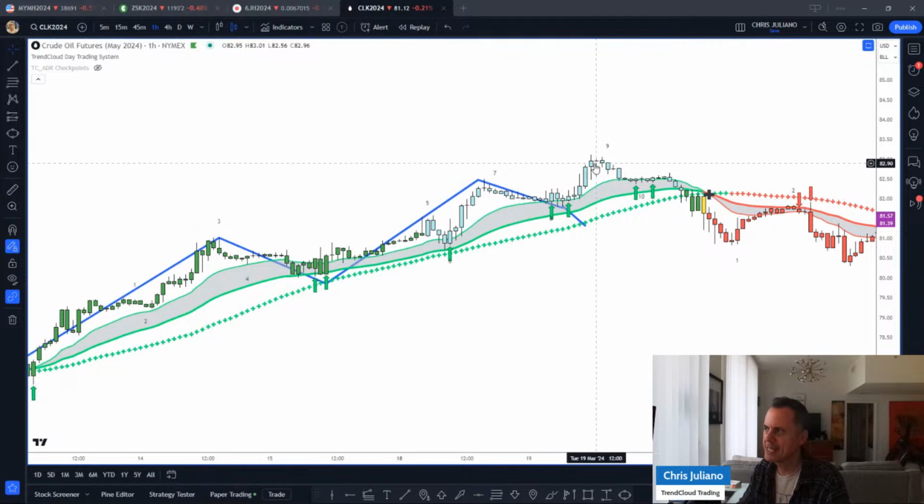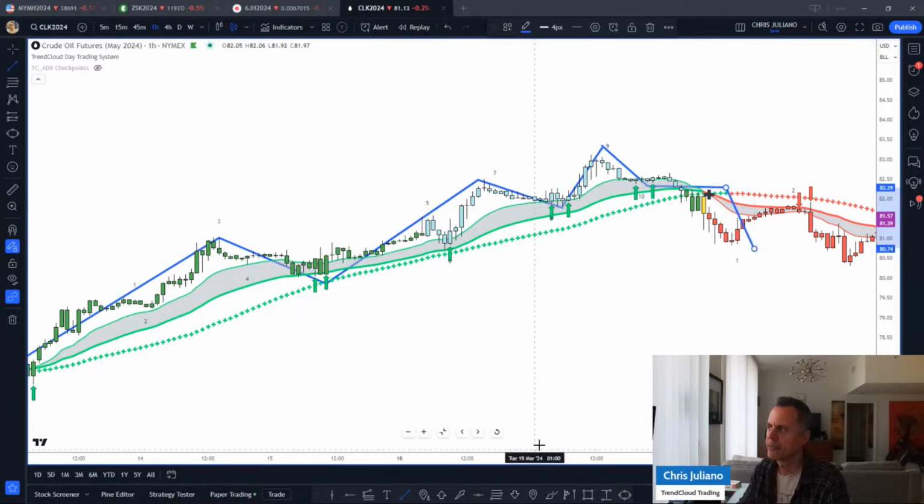Now the trend is extended and we've got to be careful. But look what's happening. Pulls into TrendCloud, impulse up. Ninth wave pulls into TrendCloud and goes sideways and then breaks down, recalculates.